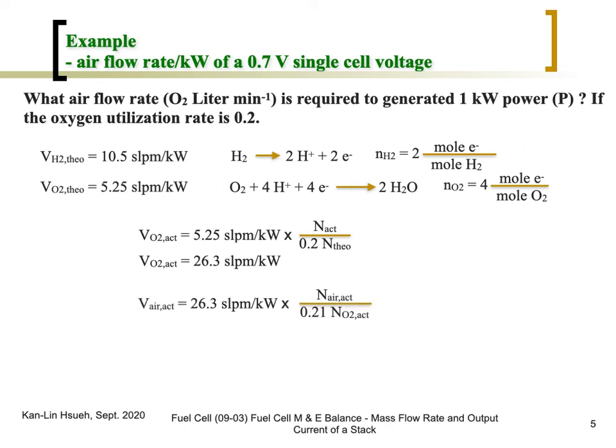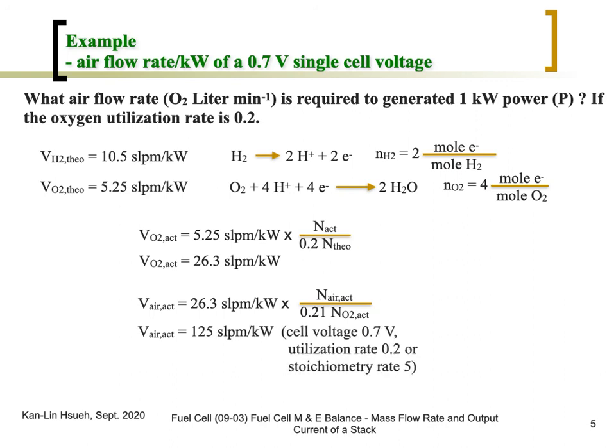For air, the oxygen is only 21%, so you need to divide by 0.21 to get the actual air flow rate. So this is the condition at 0.7 volt and 0.2 utilization rate: the air volumetric flow rate is 125 liter per minute per kilowatt of fuel cell output power.